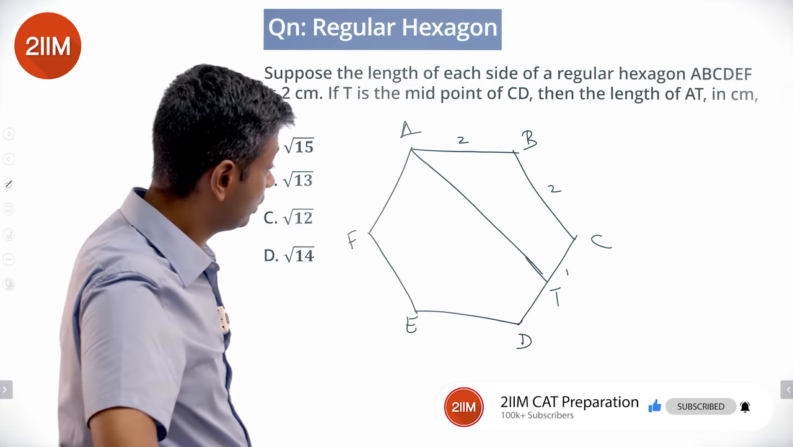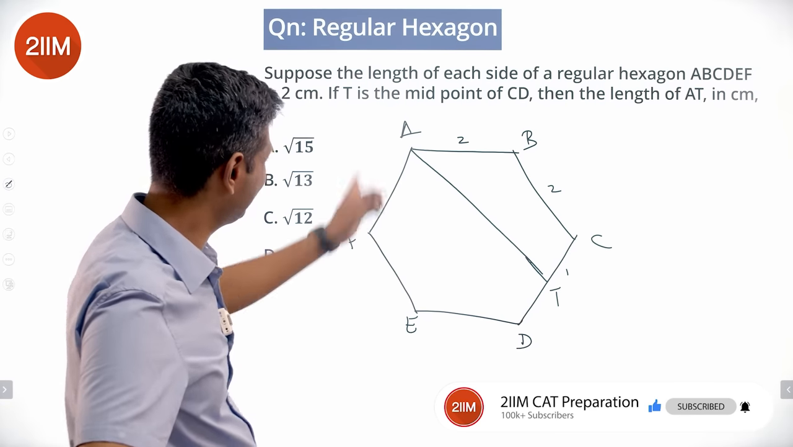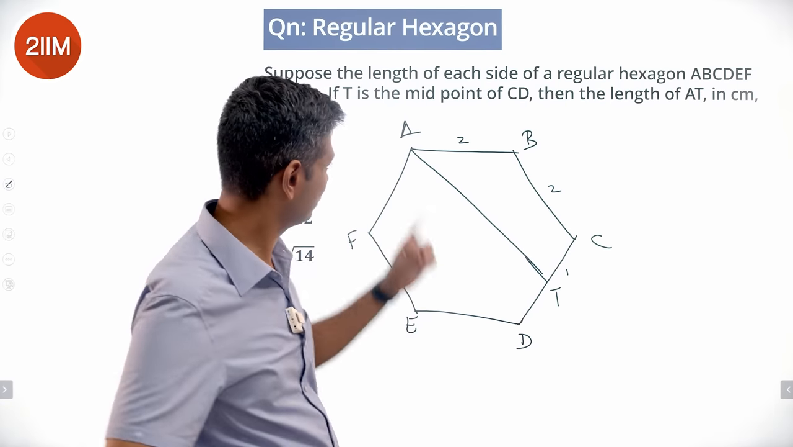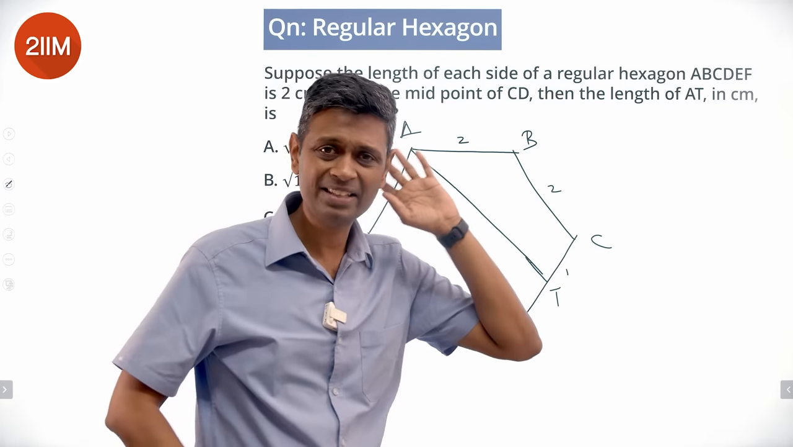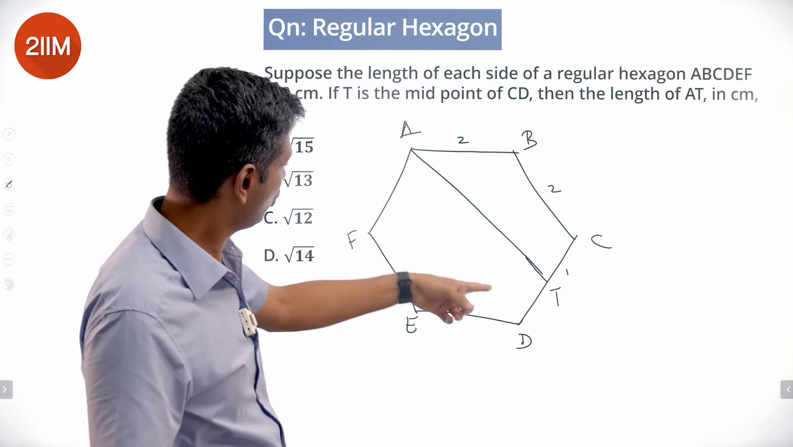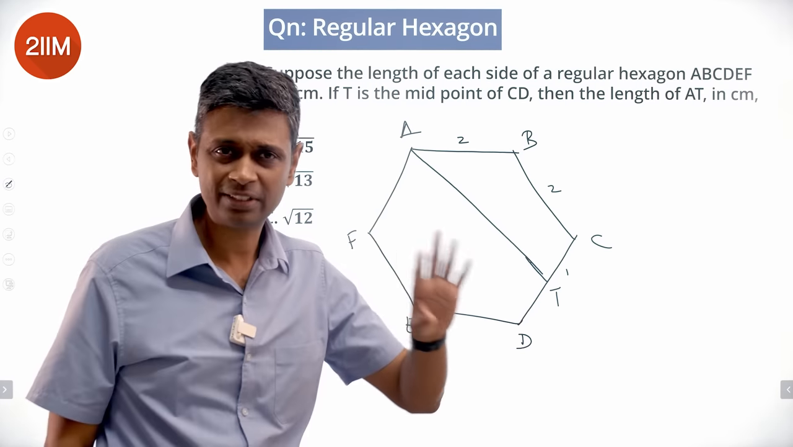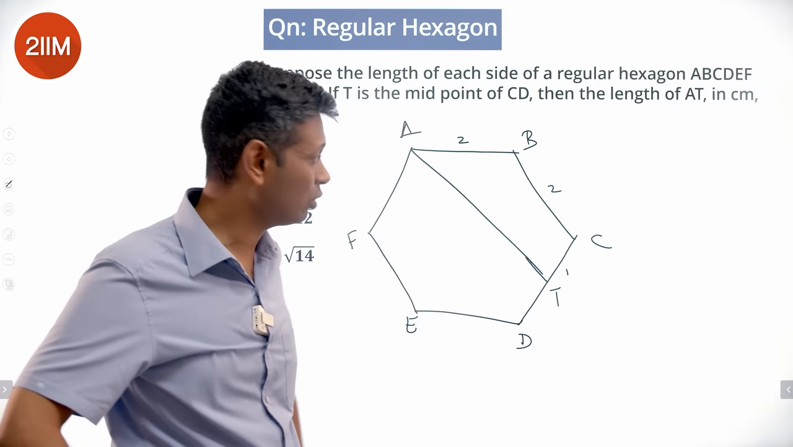Very interesting, because we don't know. We want to find AT. If there are diagonals, it is easy. The AD measures 4. AC is easy. AC measures, this is 4, this is 2 root 3. That is nice and simple. But we want to find AT. That's going to be interesting. How do we find AT?